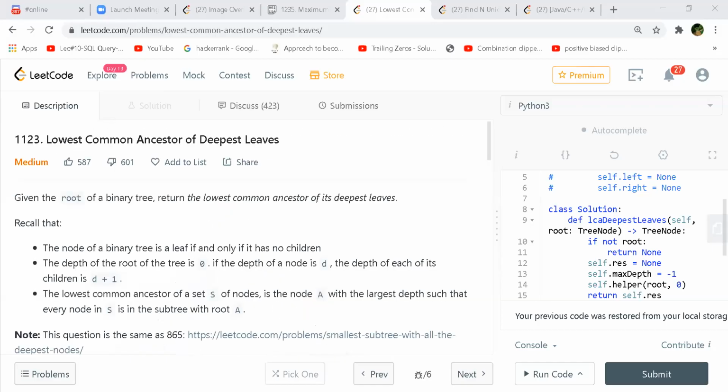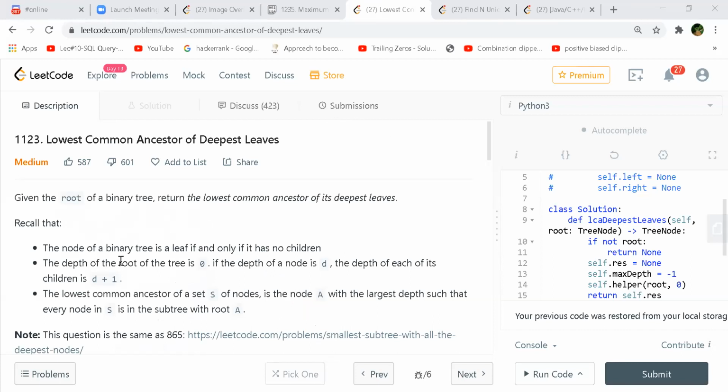So our first question is lowest common ancestor of deepest leaves. We are given the root of a binary tree and we have to return the lowest common ancestor of its deepest leaves.